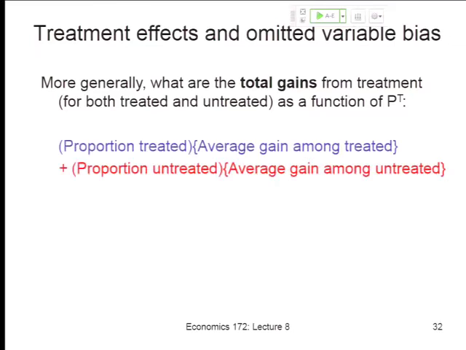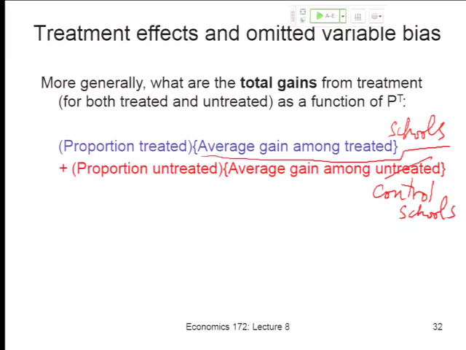Conceptually, what we care about is two types of effects. There's average gains among treated. Oh, now my language here is also a little bit unclear. I'm sorry. Let's call these control schools, sorry, throughout. Treated schools, control schools. Okay, there's the average gain among treatment schools, and there's the average gain among control schools. And then there's a certain proportion of people who are in the treatment schools and a certain proportion of people who are in the control schools. Okay, again, my apologies for slightly imprecise language.